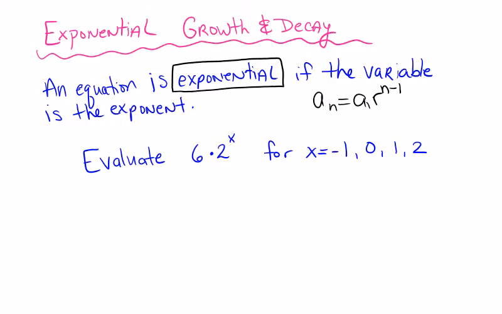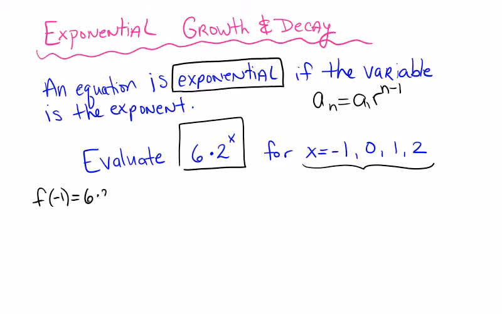So we're going to look at a few different things today. Number one is evaluating them, and number two is graphing them. So we have the equation 6 times 2 to the x, and we want to evaluate that for x equals -1, 0, 1, and 2. So we will start by doing f of -1. So again, that means we are going to substitute -1 in place of x.